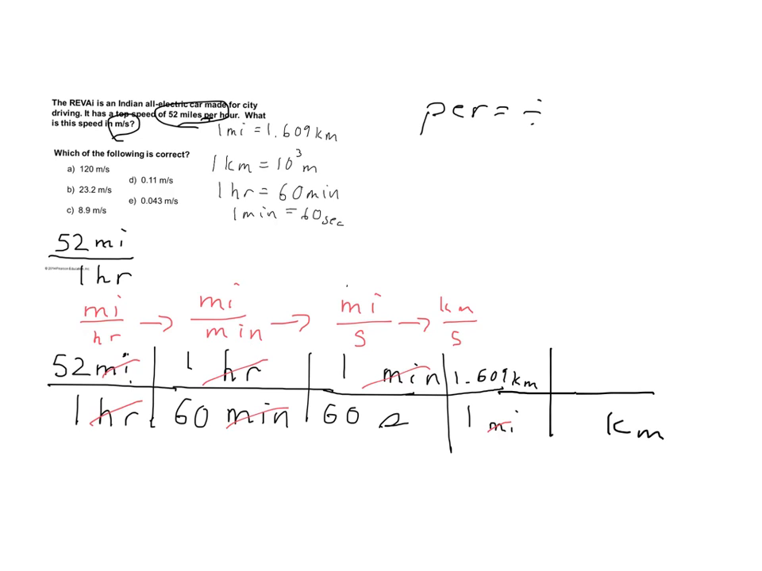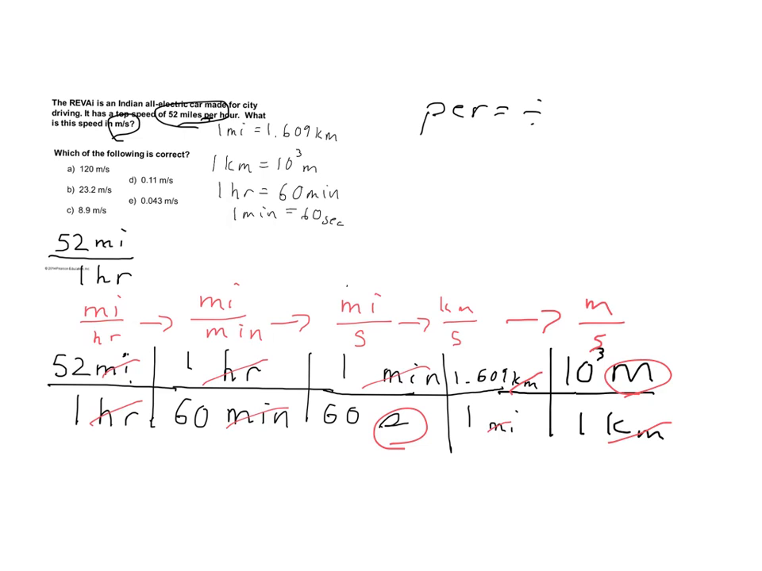What do I know about kilometers? I know their relationship to meters. I know that 1 kilometer is 10 to the third meters. Writing with a stylus is much harder than it looks. So I've now canceled out my units of kilometers, and I'm left with units of meters per second. See, those are the only 2 units I haven't crossed off.